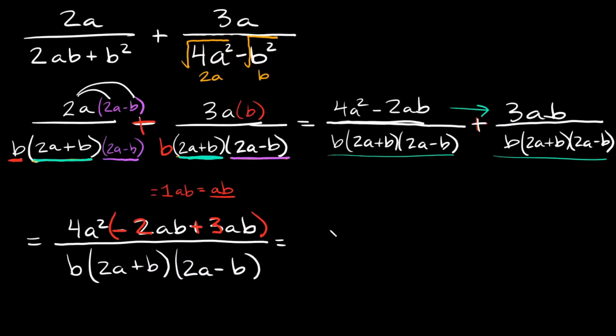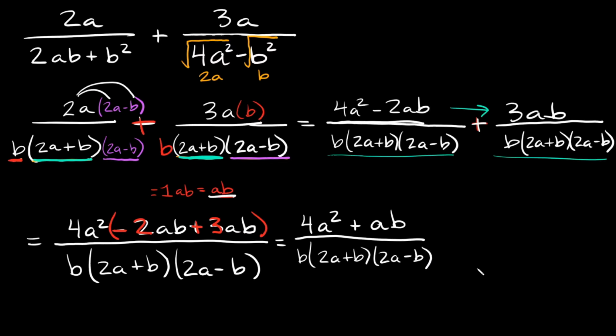All right, so let's write that really quick. We're going to have 4a squared plus, because this is positive ab, plus ab, and again, that's going to go over our denominator right here, b times 2a plus b times 2a minus b. Now one last thing we can do to simplify the top a little bit more is factor out an a from both of these terms. So let's factor out an a.